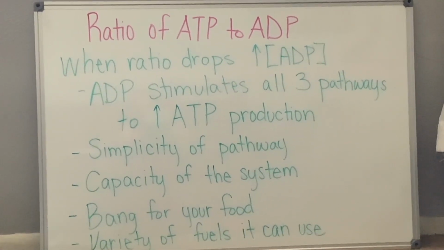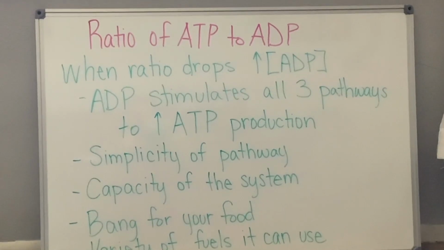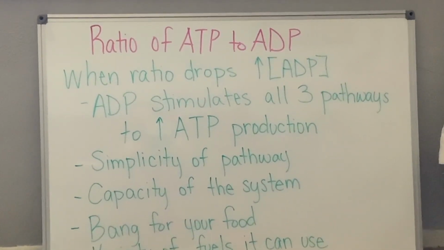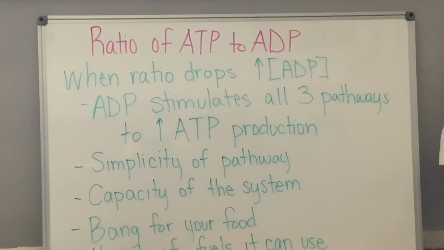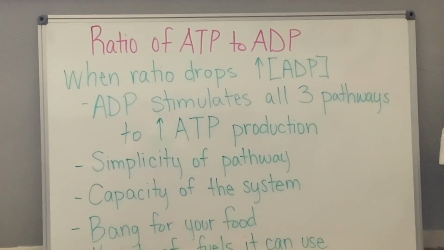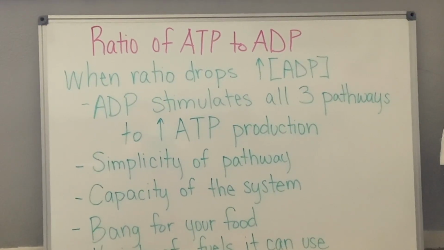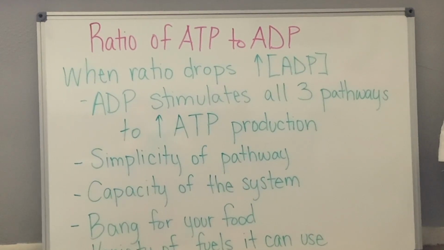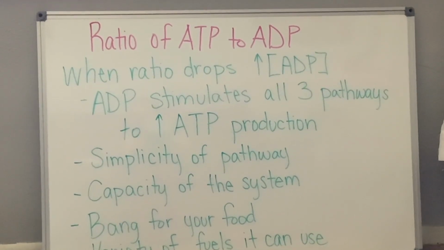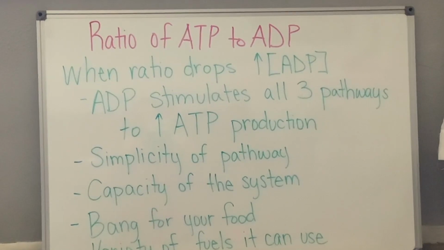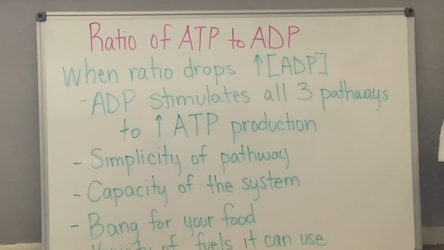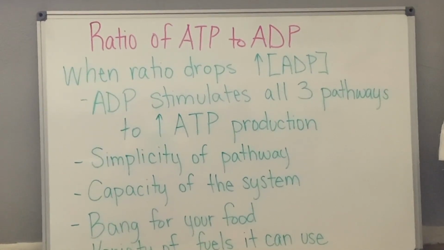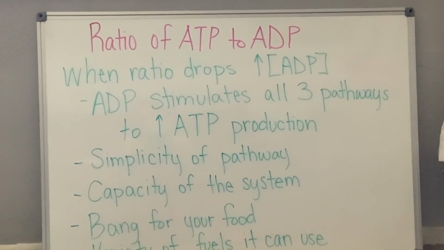The speed at which ATP can be produced is directly related to the simplicity of the pathway. Some of our metabolic pathways are single-step processes, while others require more than 15 steps to create ATP. The capacity of the system is determined by the amount of enzymes we have present, as well as any training that the individual has gone through to either enhance and develop this system or limit this system.